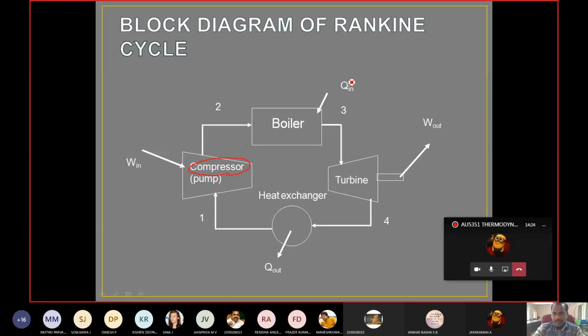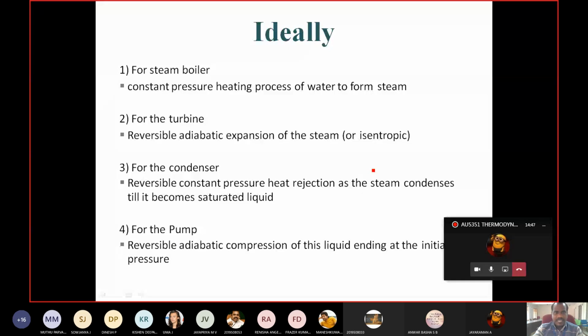Then we have to supply heat in the boiler, and we have to remove heat in the heat exchanger, which is called a condenser. Then we can produce work W from the turbine, and we have to give work into the pump. These are the components of our Rankine cycle. Then ideally for steam boilers, the constant pressure heating process of water to form steam is happening, right? Normally in the boiler, a constant pressure process will happen to produce steam.